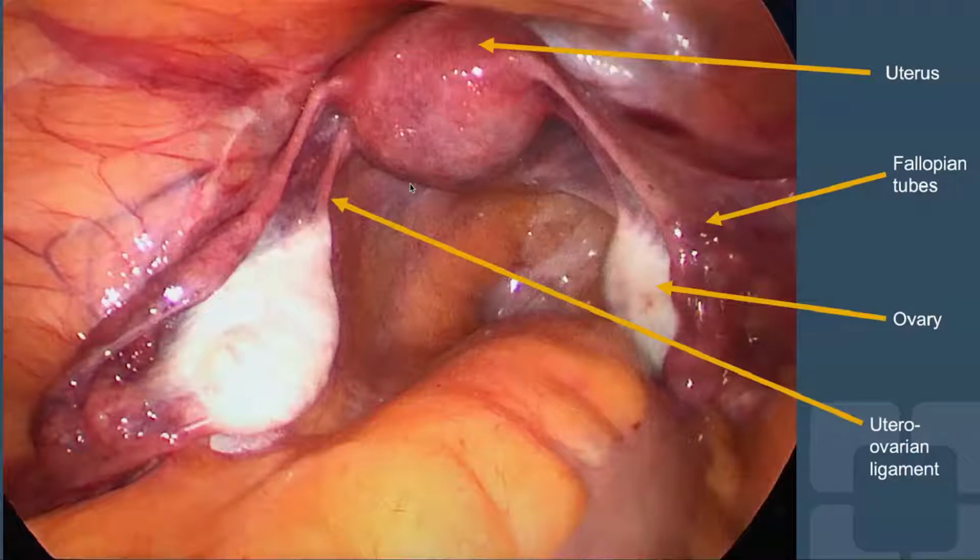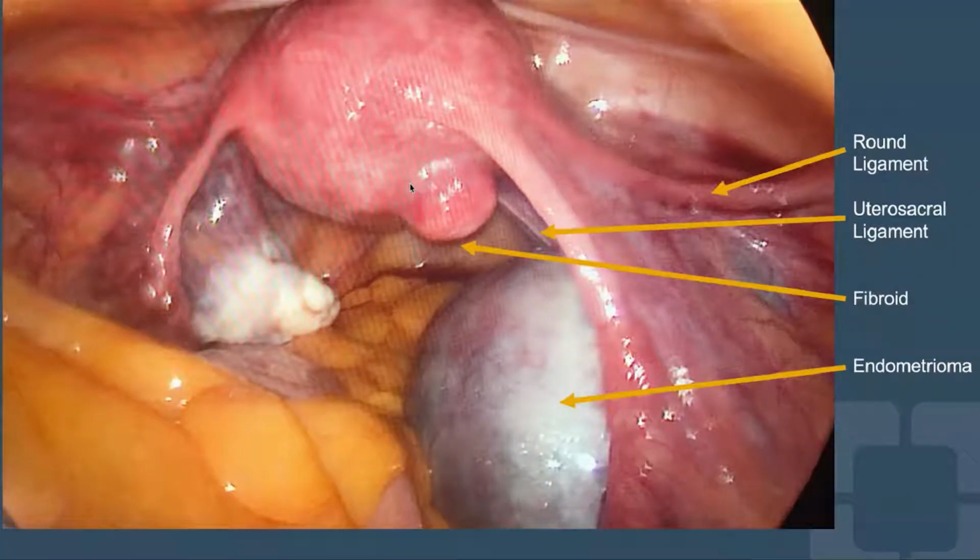And then you can see the large white structures of the ovaries in the posterior aspect. Now looking in a little more detail at some of these ligaments, again extending from the uterus, you can see the round ligament extending to the sidewall.